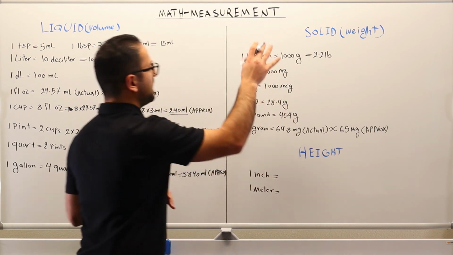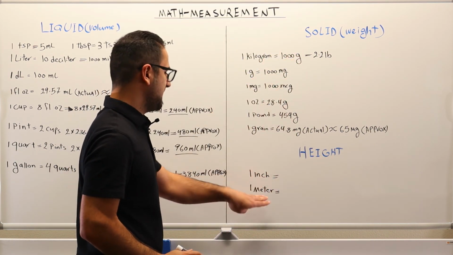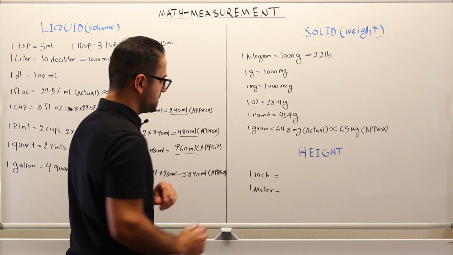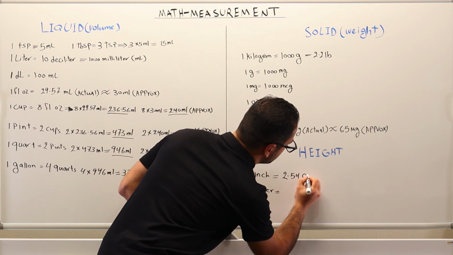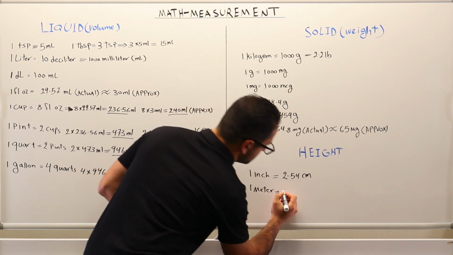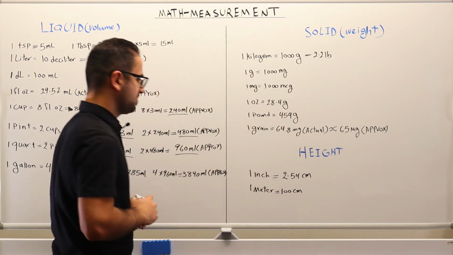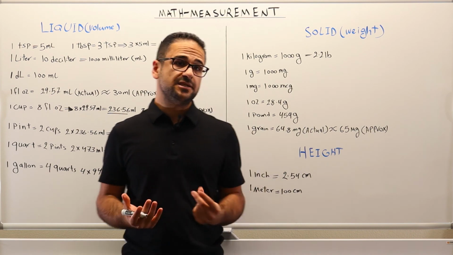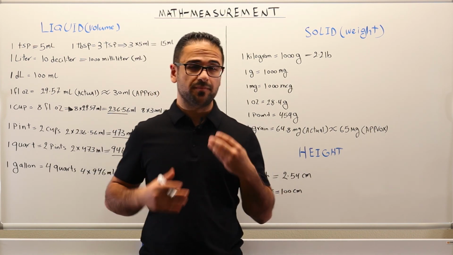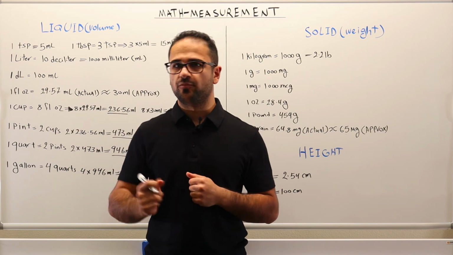So now moving from solid weight all the way to height. So in height we have inches and meters. So 1 inch is actually equal to 2.54 centimeters. And 1 meter is actually equal to 100 centimeters. So keeping all these units in mind, it's going to make it easier for you to do your math problems faster and to come up with the right dosage of medication for your patients.